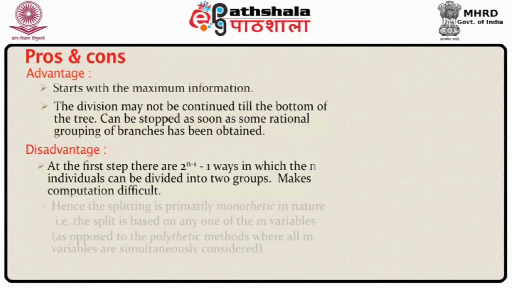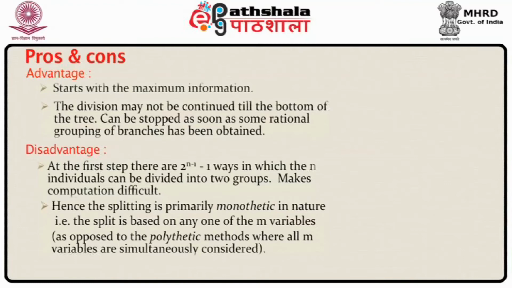Because of this disadvantage, what we do is we split the individuals in terms of one of the m variables. So we split individuals not in terms of the whole vector but in terms of a single variable, and we refer to this as the monothetic method. As opposed to the monothetic method, we have what is referred to as the polythetic method, where we use all m variables simultaneously.